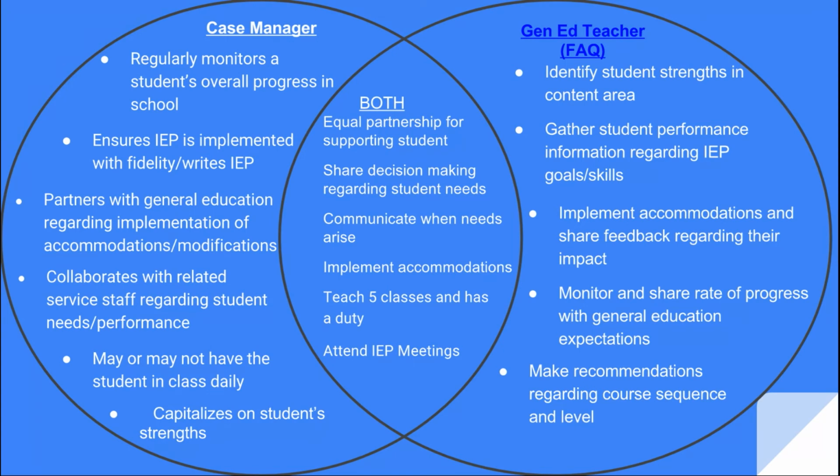Regardless of the type of meeting you attend, a general education teacher should be prepared to share a student's rate of progress with regard to general education expectations, share a student's use of accommodations and provide feedback regarding their impact, and to make recommendations regarding course sequence and level. Other responsibilities of a general education teacher include gathering student performance information regarding IEP goals and skills, and reporting it to case managers when requested, such as at the end of each quarter.